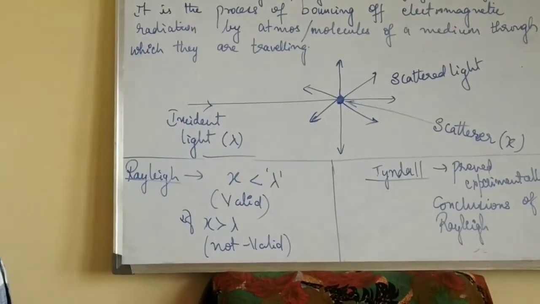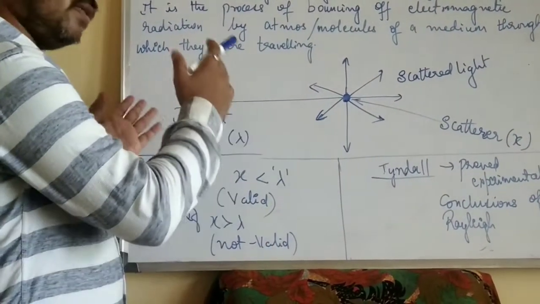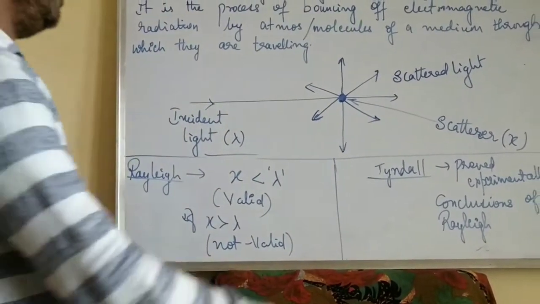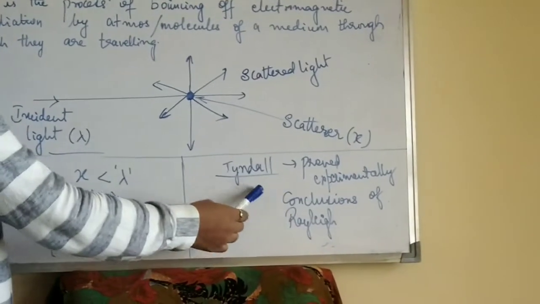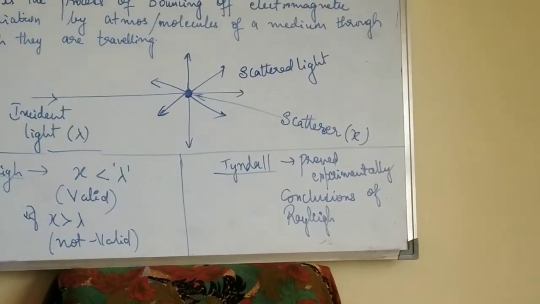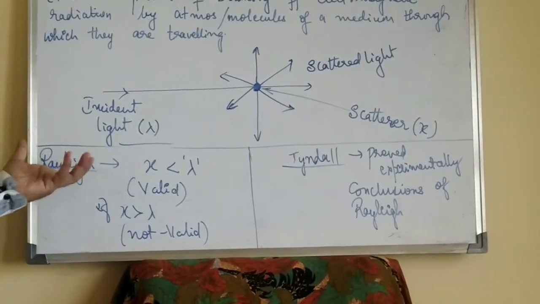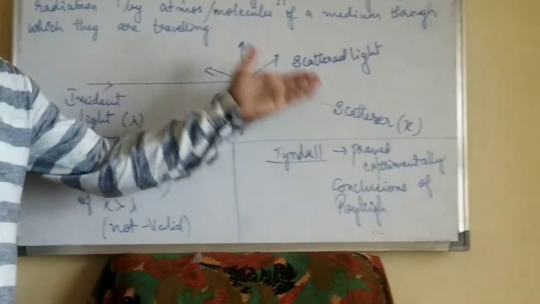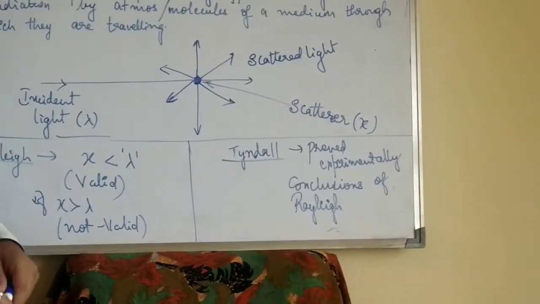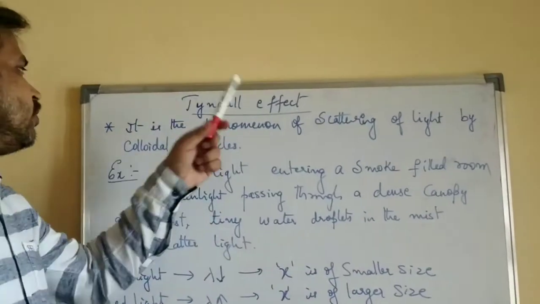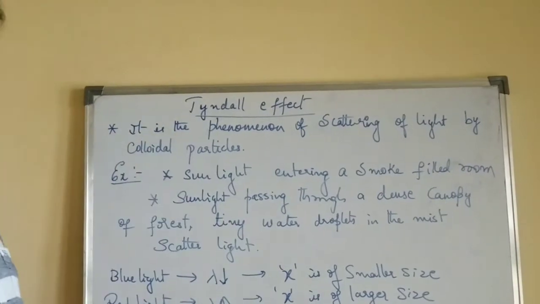medium. Now, whatever Rayleigh's conclusions were, they were proved experimentally by Tyndall. So, Tyndall proved experimentally what conclusions were obtained by Mr. Rayleigh with his own experiments. Okay, so let us see further what he did. Now, let us go for the next, that is the Tyndall effect.